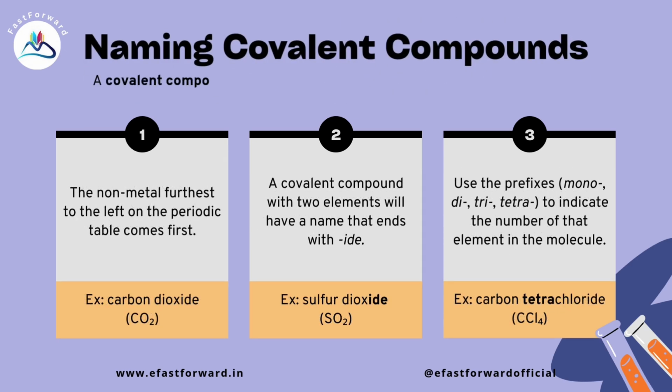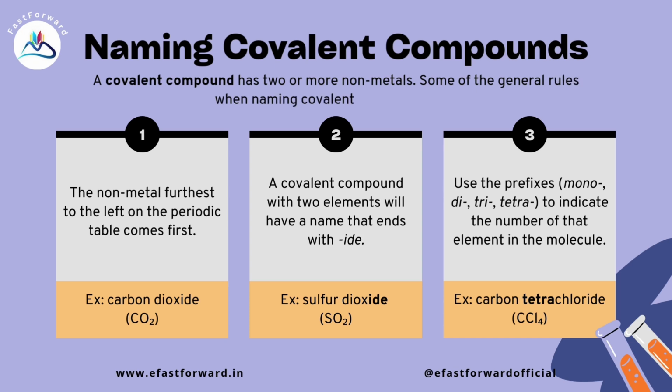Naming covalent compounds. A covalent compound has two or more nonmetals. Some of the general rules when naming covalent compounds are: Number 1. The nonmetal furthest to the left on the periodic table comes first. Example, carbon dioxide.